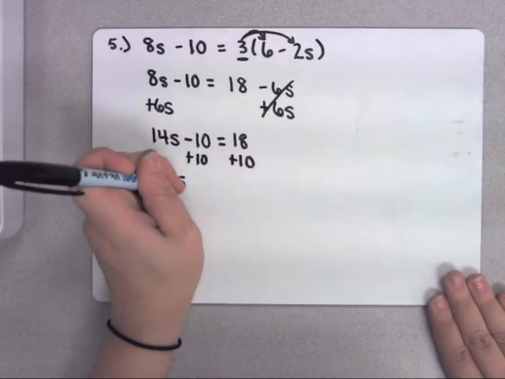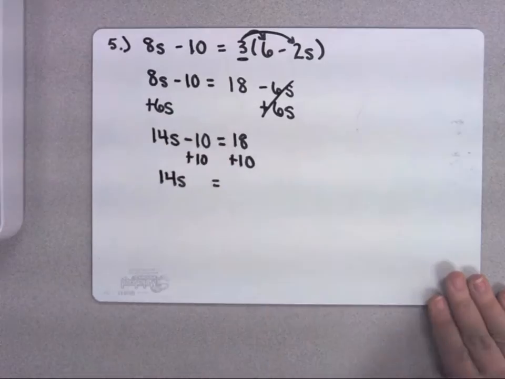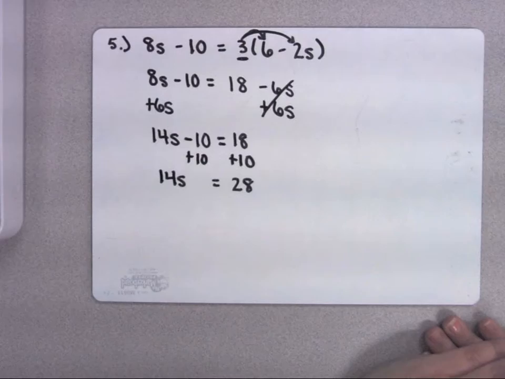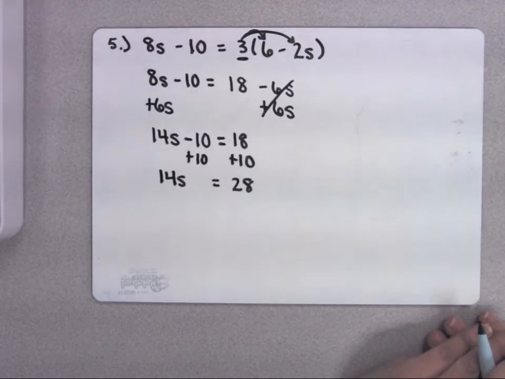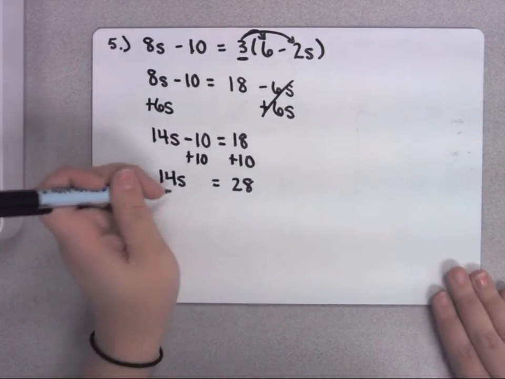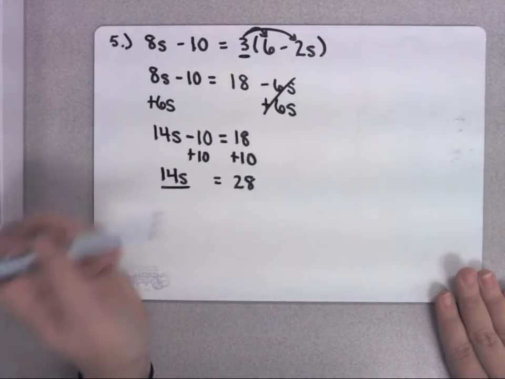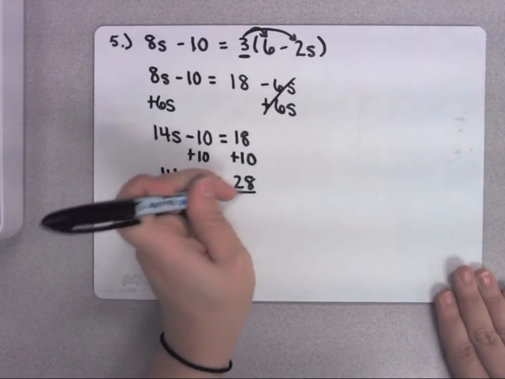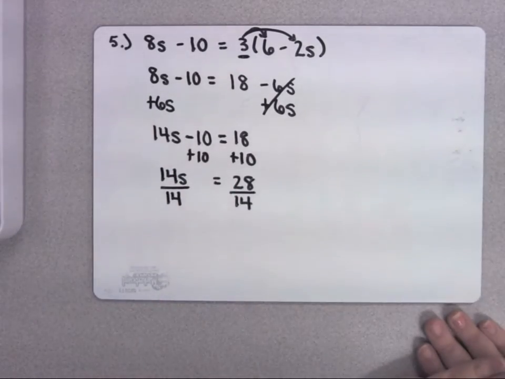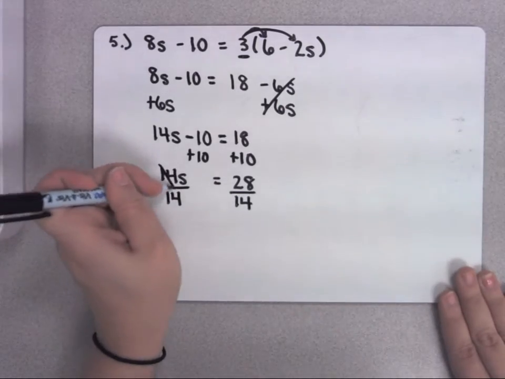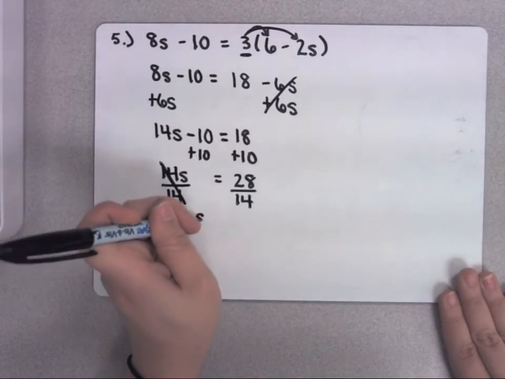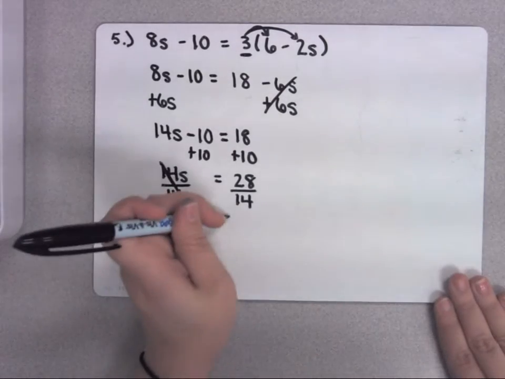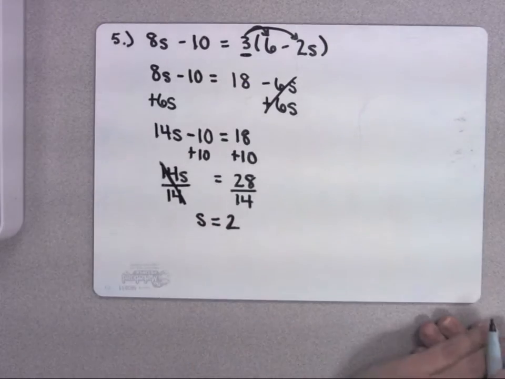Bring down 14s equals, what's 10 plus 18? 28. What do I do to get s by itself? What number's with s? So we should divide by 14. That's the number we should put on the bottom. So anything divided by itself is 1, which means we just have one s or just s. What's 28 divided by 14? 2. Nice whole number.